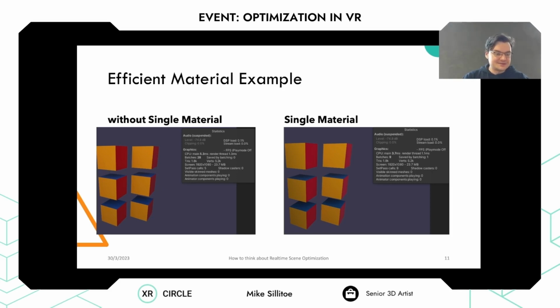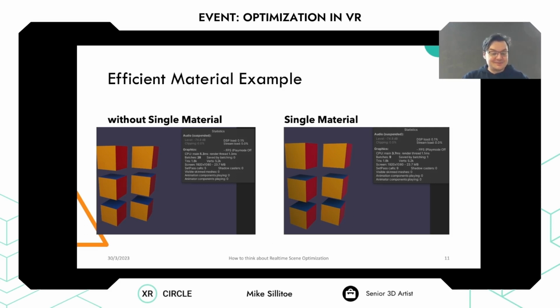These are all separate objects, all with separate materials. And then on the right-hand side, you have separate boxes still. We haven't batched the models together. But what we've done instead is we have one single material for all of them. That is, part of the base texture has yellow, red, blue, and so on. And you can see the batch count difference, 28 batches versus 9.